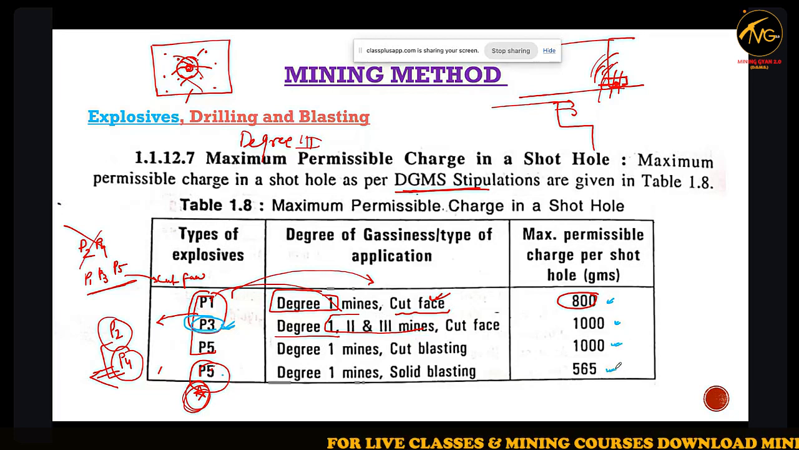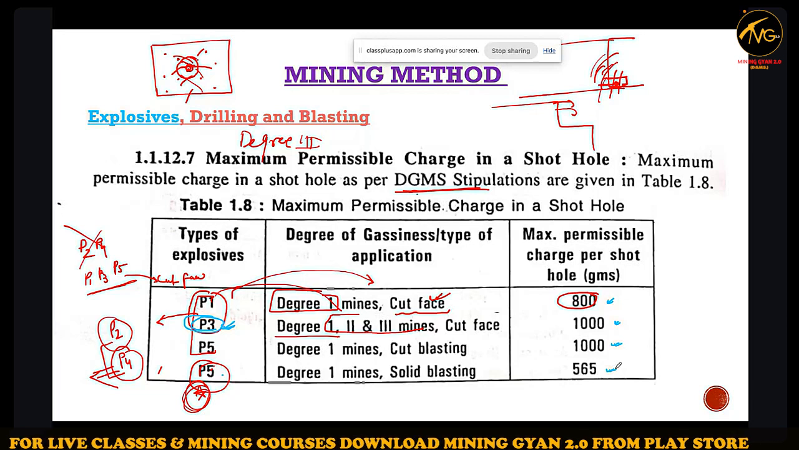P1, P3, P5 we use in cut face, but for solid blasting we use only P5. For degree 1, degree 2, degree 3 we only use P3.